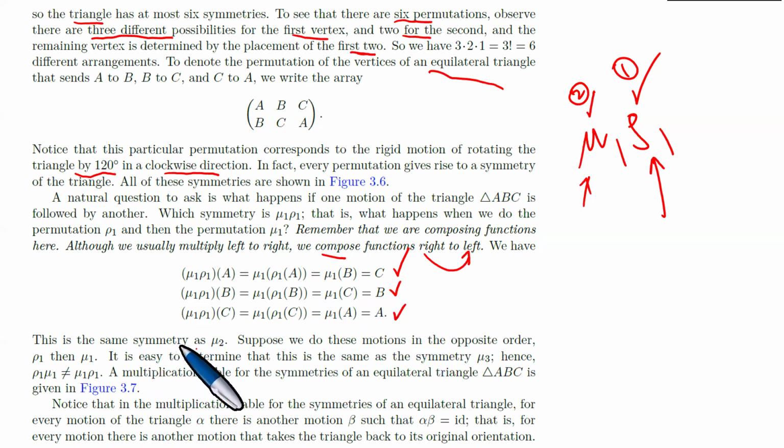This is the same symmetry as mu2. I'm just saying the next one is going to be done in the same fashion, right? So you can put mu2, mu2, mu2 and do the same.